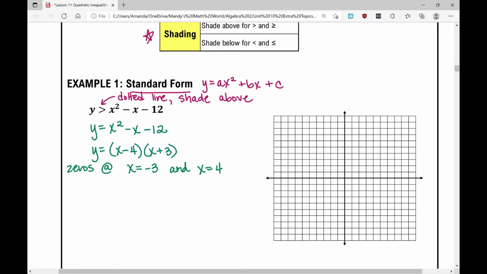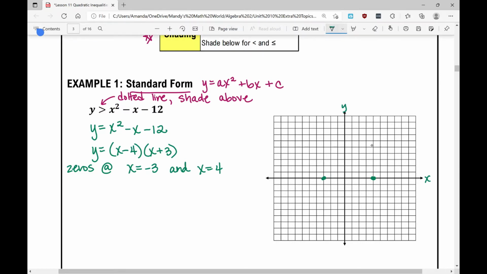So I'm just finding the solutions, right? Or the roots, the x-intercepts, if you will. And I'm going to go ahead and graph that on this coordinate plane. There's where x equals negative 3, 1, 2, 3, 4. There's where x equals 4. So that is where my quadratic will cross the x-axis. All right, here's my x-axis, here's my y-axis. So those are my zeros.